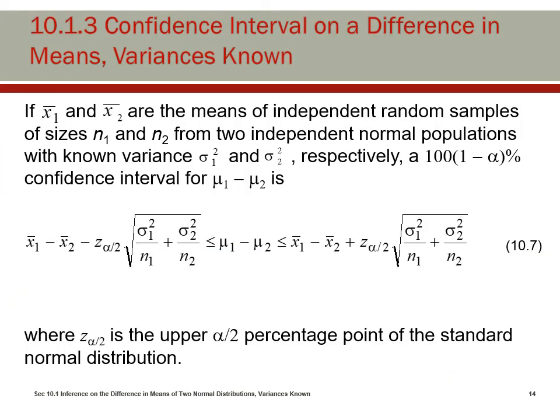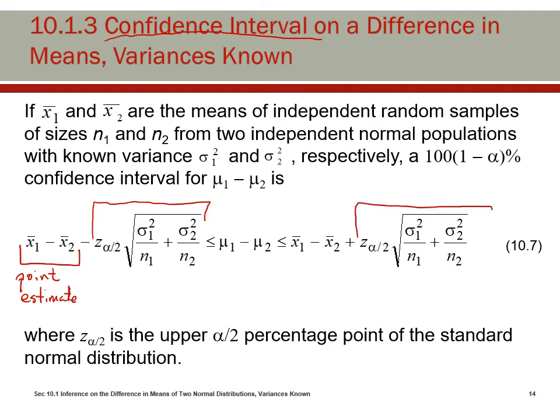Now let's look at the confidence interval for these. We have a confidence interval on the difference of the means, and it is exactly the same format that we have. Our first piece here is the point estimate. The point estimate is x bar 1 minus x bar 2 instead of just a single x bar. Everything that we add or subtract to that point estimate is the margin of error.